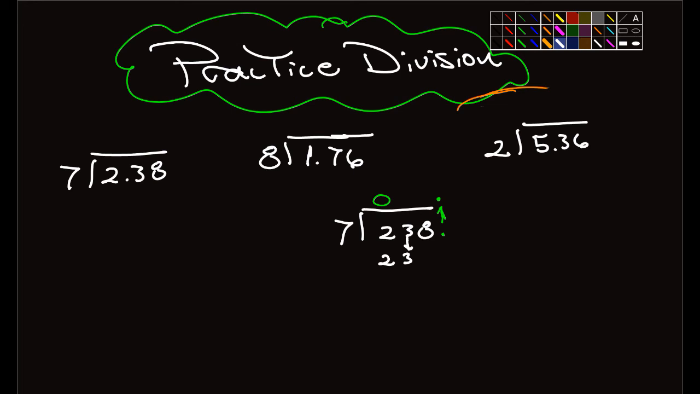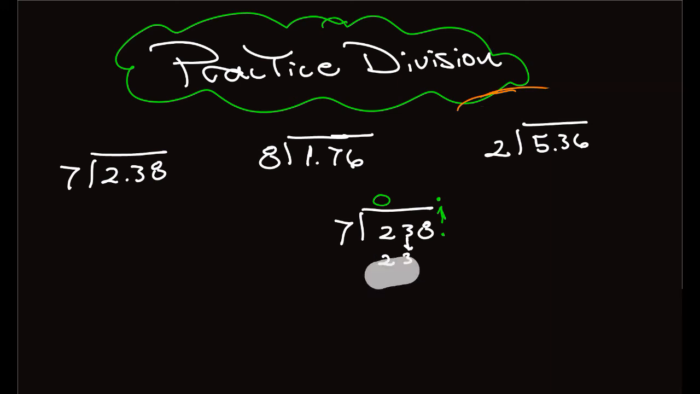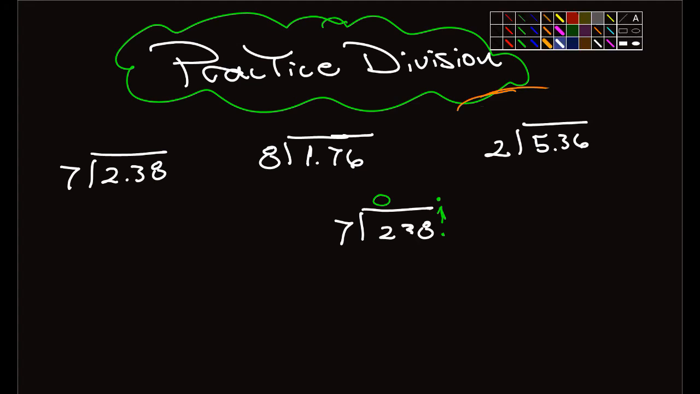7 goes into 23 how many times? Well, actually I should have been using green here. Stick with the same color. Whoops. Undo. Okay. 238. Sorry. All right, here we go.